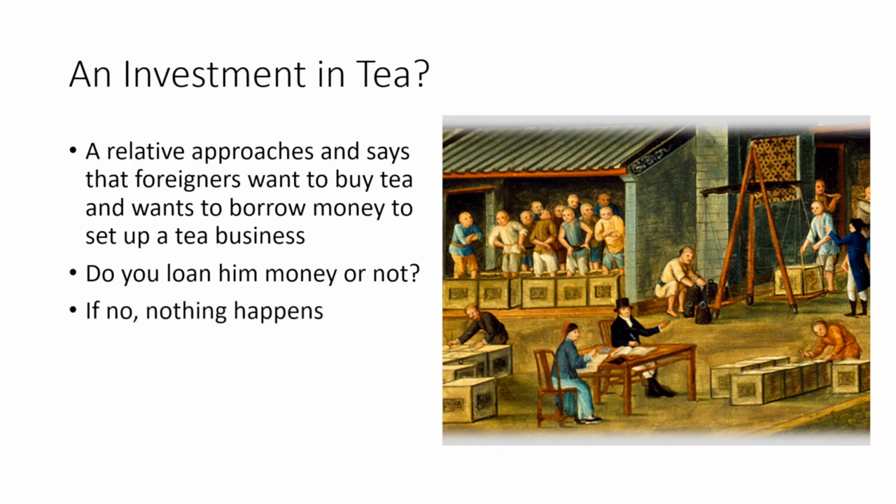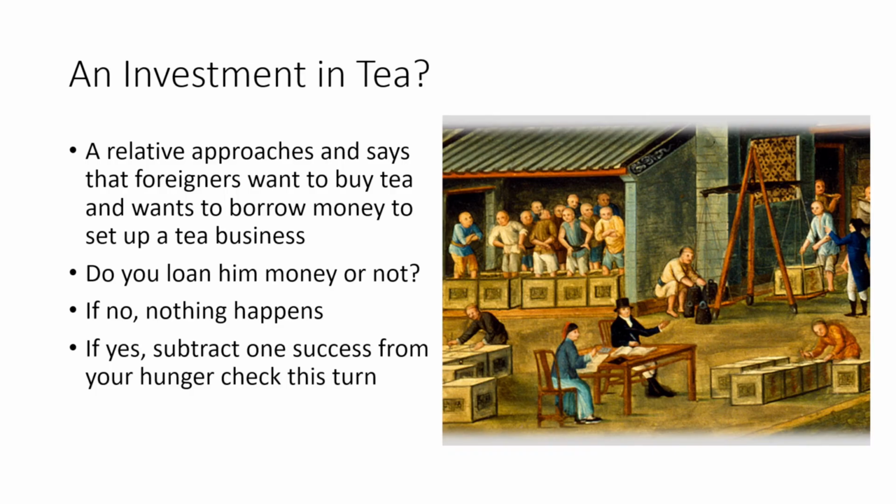If you don't loan anything, nothing happens. If yes, subtract 1 success from your hunger check this turn. Now, I do want to point out there is an investment in tea card. If you drew that as your first card, you can shuffle that back in the deck if you decide to invest in the tea, because you don't get your investment unless you actually draw that card.